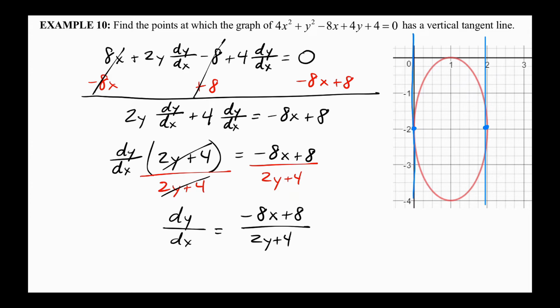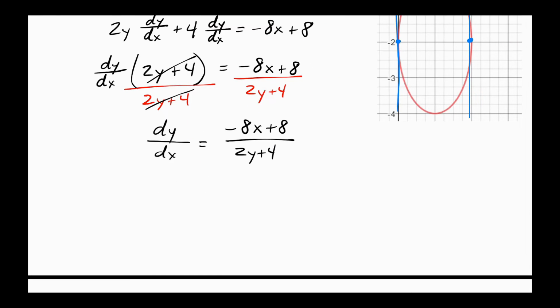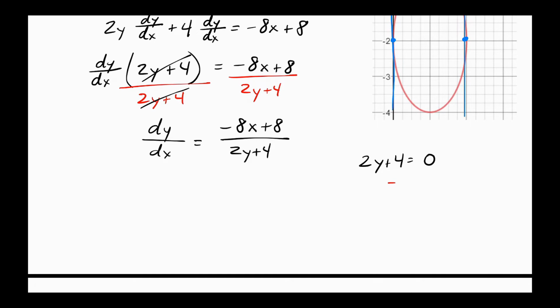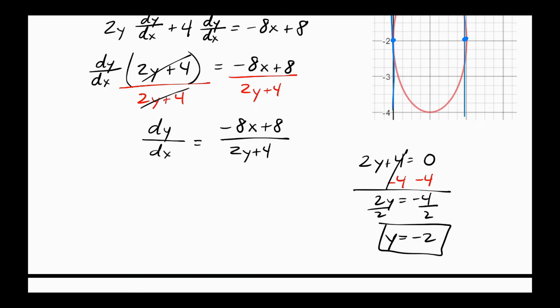This one, we don't care about the top, right? Undefined means we know 0's got to be on the bottom, right? 0 on a fraction means we know the top is 0. The bottom here we know is 0. So I'm not worried about the top. I'm just worried about the bottom. I'm going to set the bottom equal to 0. Because that will tell me where it's undefined. So subtract 4 from both sides. Divide by positive 2. And you get y equals negative 2.